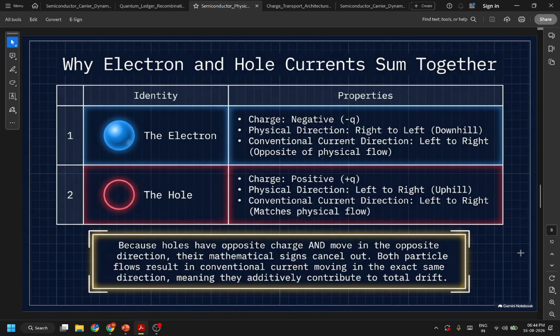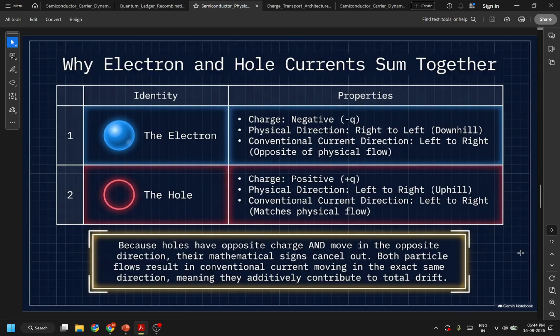So why do electron and hole currents sum together? The electron has negative charge, whereas the hole has positive charge. The physical direction for electron movement is right to left, downhill, whereas the physical direction for hole movement is left to right, uphill. So the conventional current direction for electrons would be left to right, which is opposite of the physical flow. Whereas for holes, since they are positive charge, the current direction is the same as the physical flow, which is left to right. So in both cases, the current direction is left to right.